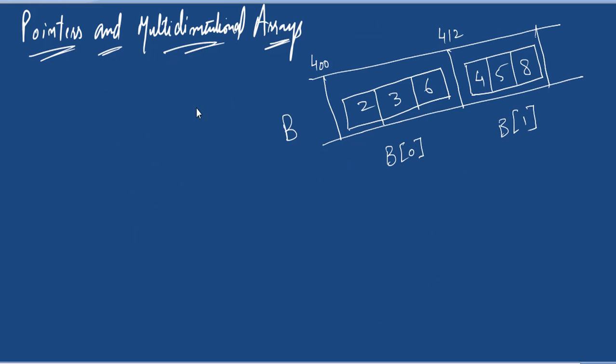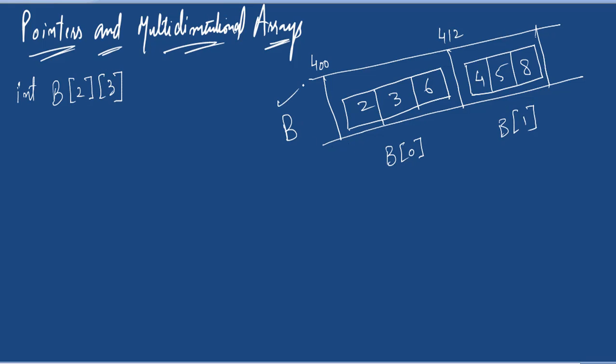Now I am going to talk about multidimensional arrays. If there is a 2-dimensional array, that is also a multidimensional array. I am going to illustrate this example with the help of a 2-dimensional array, so I will declare it here: int b of 2 and 3.